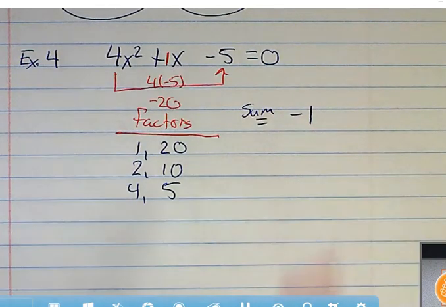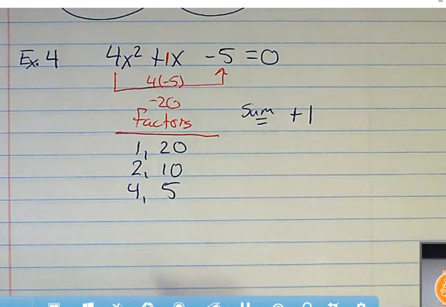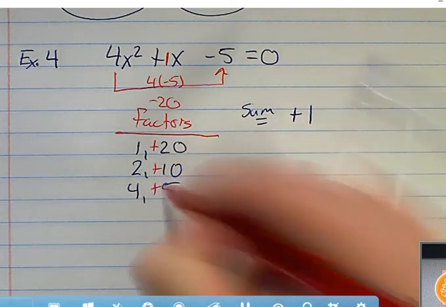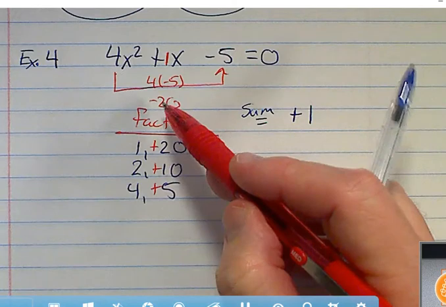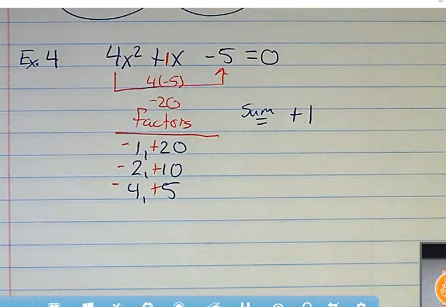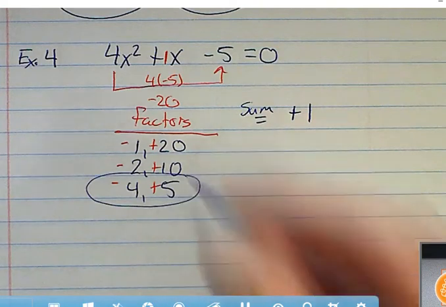And the b term, oh, sorry, it was a positive one, my bad. That sum was a positive one. So again, the bigger number over here every single time has to be a positive. And if we do a negative divided by positive, that means the smaller number is going to have to be a negative. Okay, so the pair we need in this case is the minus 4 and the plus 5.